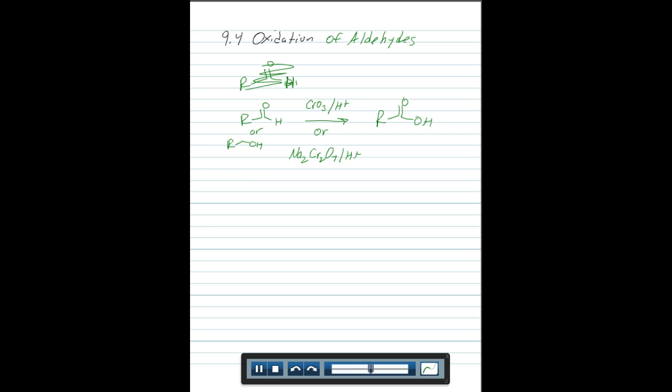In your book, they go over some other methods of oxidation of aldehydes. You don't have to know those. I'm not going to go over them. One of them uses oxygen. Another one uses a silver compound. We're not going to go over any of those. This is basically all that you need to know.